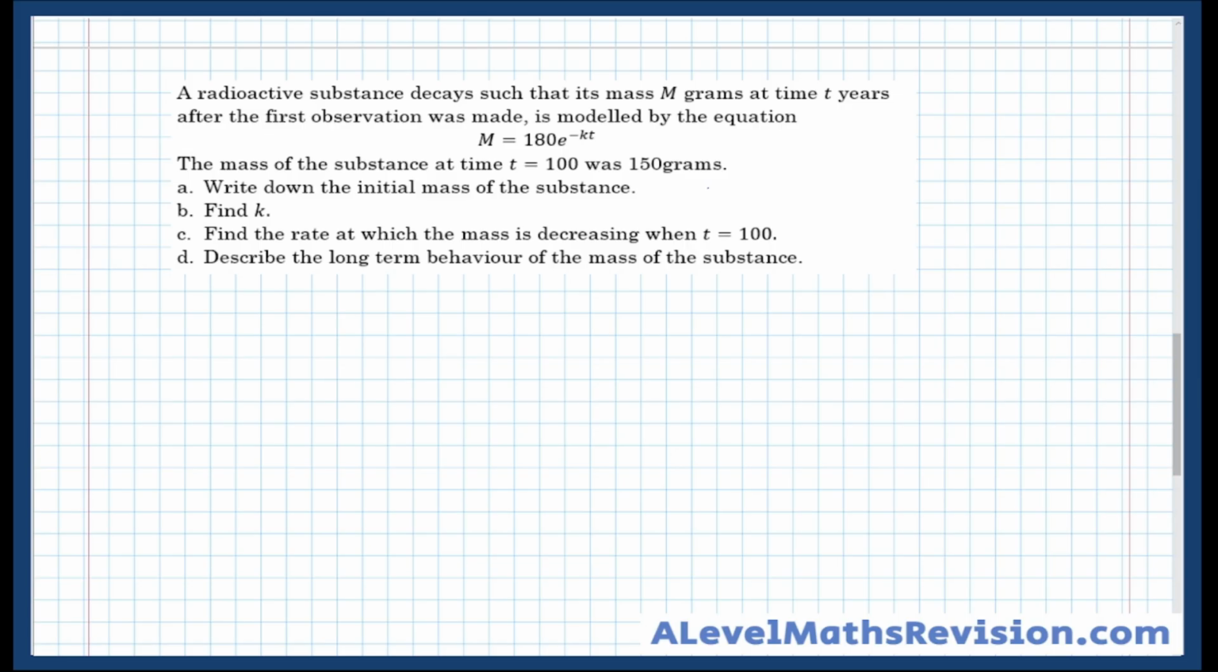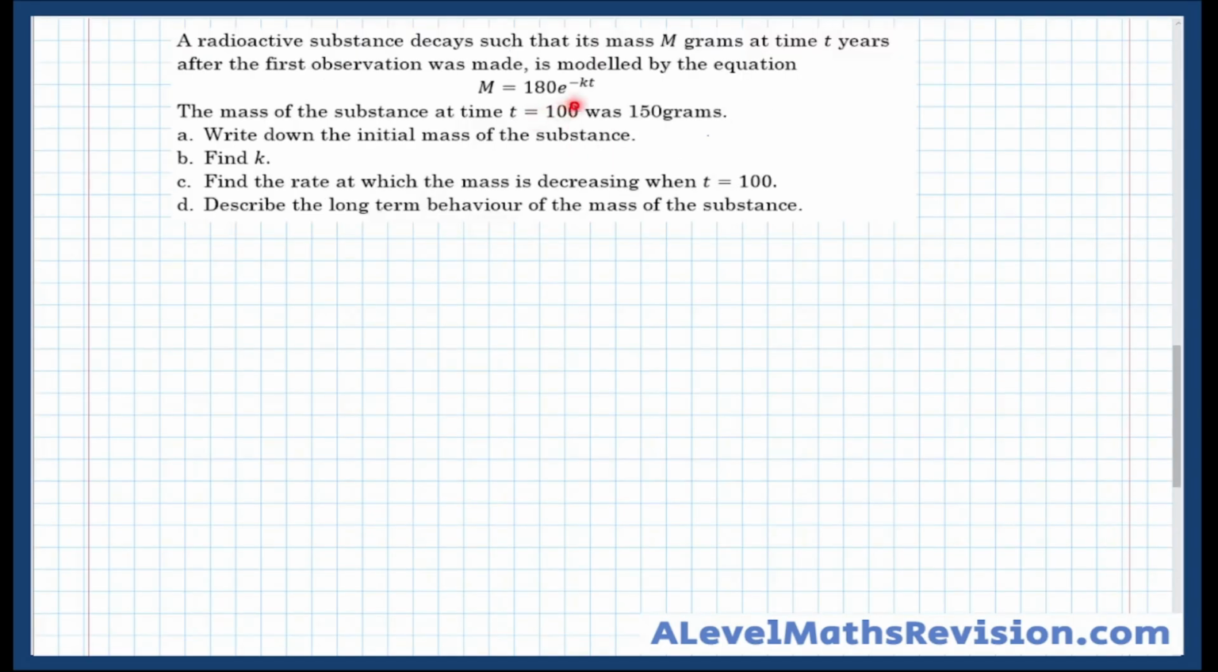It says a radioactive substance decays such that its mass m grams at time t years after the first observation was made is modelled by the equation m equals 180e to the negative kt. So this, when written in an equation form, is what exponential growth looks like. Whenever we talk about exponential growth and put it in an equation, it will usually be of the form a times e to some constant kt, where k can be positive or negative.